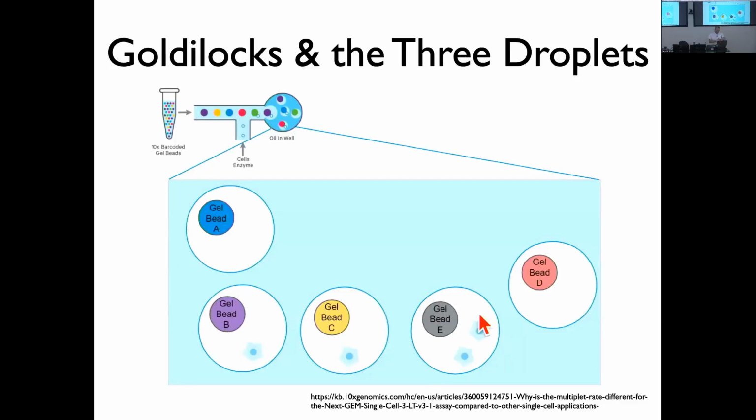And it's a random process. So you'll get some number of droplets with one cell. If you do it right, you'll get a bunch of droplets with 0 cells. But then you'll get some droplets with 2 cells and some droplets with 3 cells.